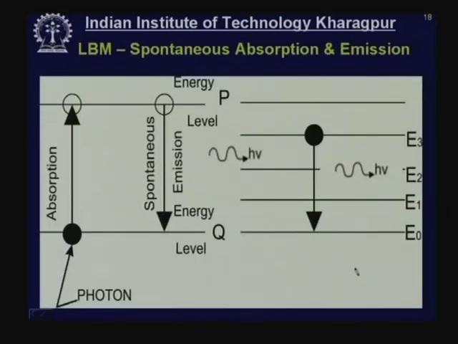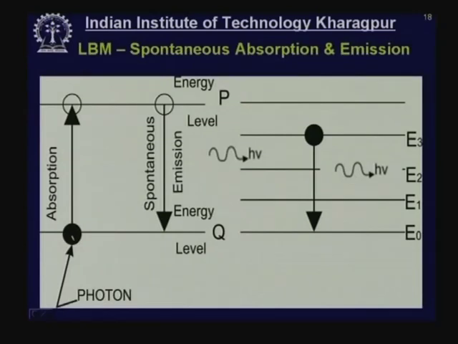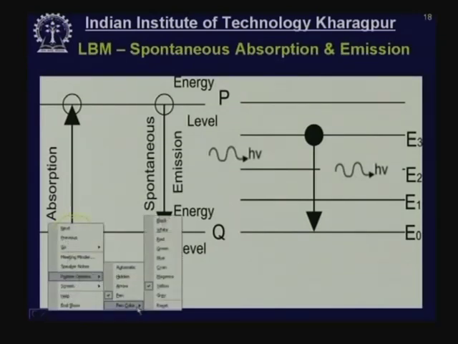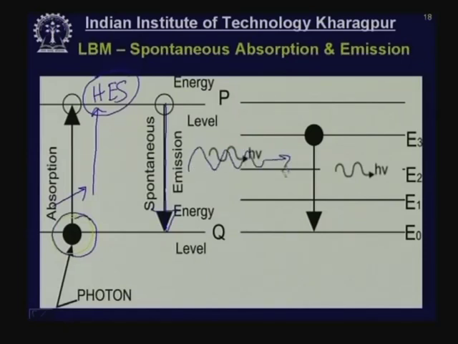This one shows what we have mentioned earlier, spontaneous absorption and emission. This is a particular electron in the ground state. This particular electron is in the ground state. It absorbs energy spontaneously and goes into a higher energy state. But it does not stay in the higher energy state for a long time. It comes back to the ground state and in the process emits a photon.